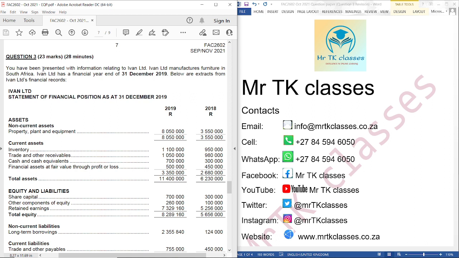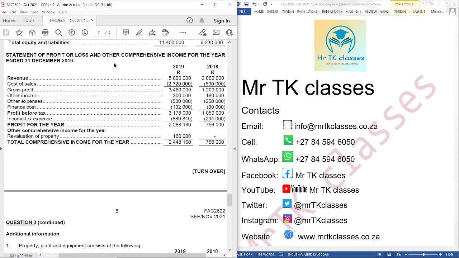The question reads, you have been presented with information relating to Ivan Limited. Ivan Limited manufactures furniture in South Africa. Ivan Limited has a financial year end of 31 December 2019. Below are extracts from Ivan Limited's financial records. Statement of financial position as at 31 December 2019. So we have 2019 and 2018.